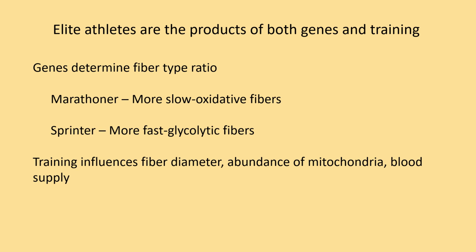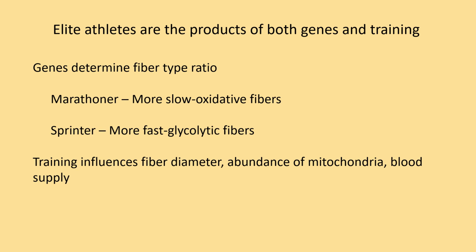So elite athletes, we're thinking about Olympians. We are thinking about people who set the world record in their event. Is an Olympic athlete born or are they made? And the answer is both, right? So somebody is born with a particular talent or a particular fiber type ratio, as we are interested in today. And then, of course, the Olympic athlete trains every day for years. They dedicate their whole lives to being the best at their event. So elite athletes are the products of both genes and training.